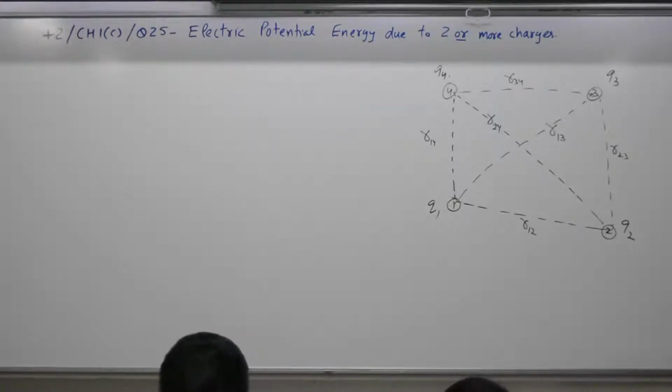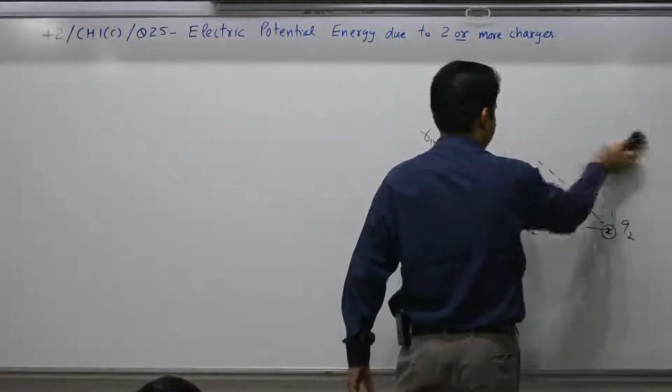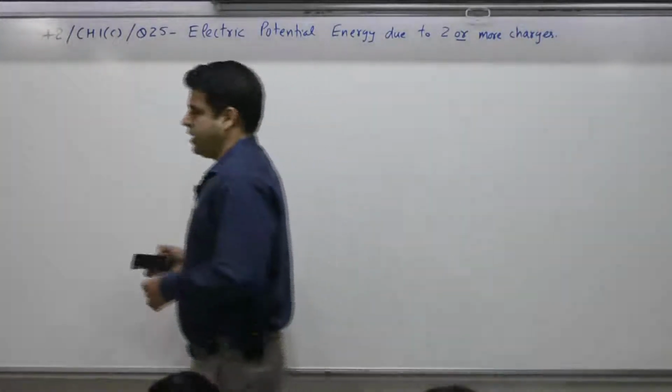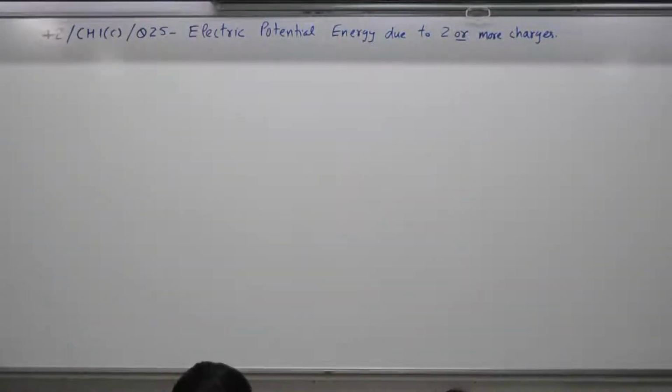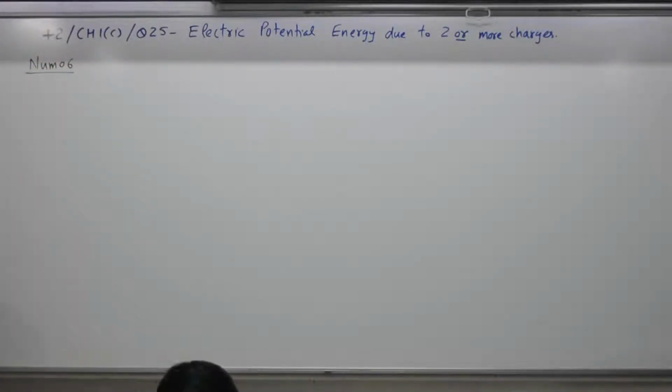Refer to numerical number 6. It deals with the potential and potential difference, related to question number 23. Numerical number 6: a point charge of 10 raised to power minus 8 coulomb is situated at the origin of coordinates. Find the potential difference between the points A, coordinate 4, 4, 2, and B, coordinate 1, 2, 2.